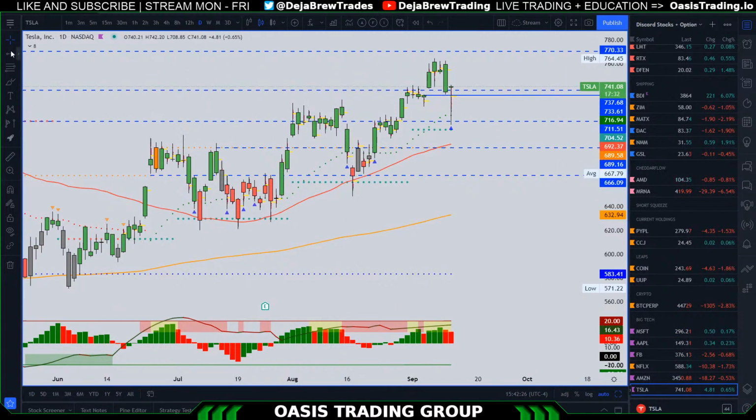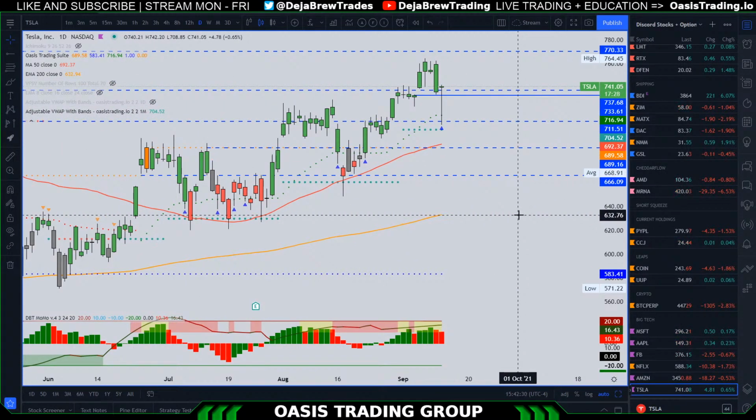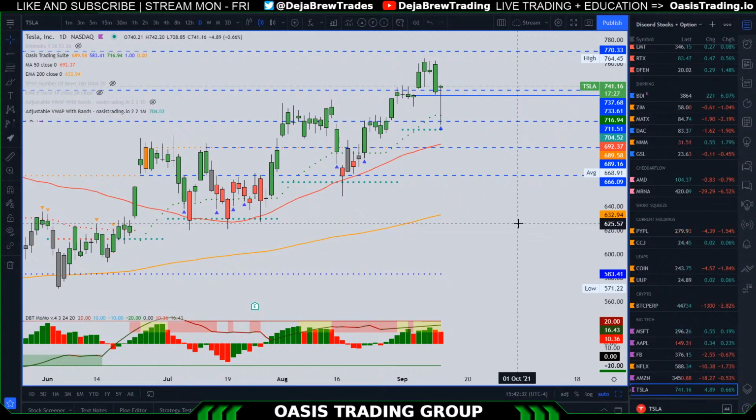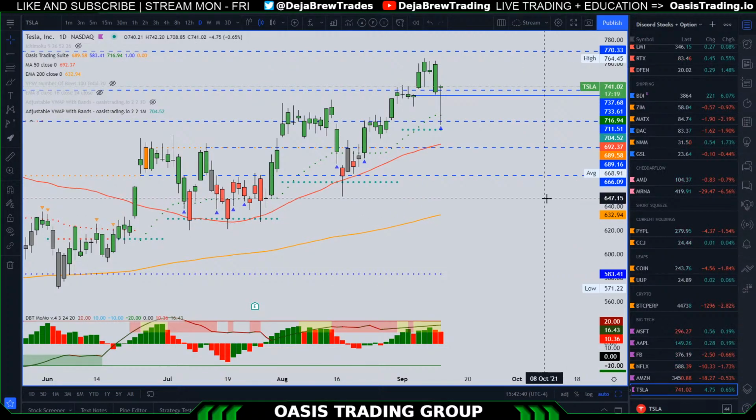Yeah, look at that close. Let me hide this. That is a disgustingly bullish close. Look at that candle. Massive dragonfly on Tesla here. Closes like this, you should be seeing a nice little gain tomorrow.